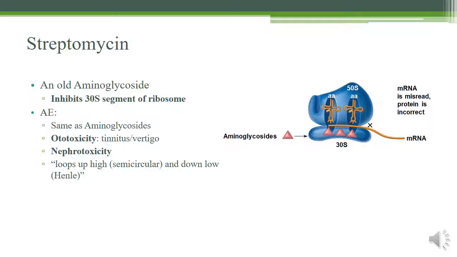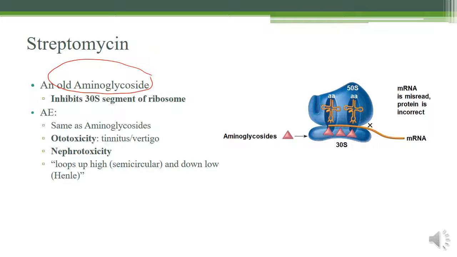Let's talk about streptomycin. If you've listened to my previous lecture, you'll know that it's an aminoglycoside. It's an old version that's not very often used. But one of the uses nowadays is TB. If TB is sensitive to streptomycin, you might want to just add that on there. But it's getting harder and harder to find TB that is sensitive to it nowadays.